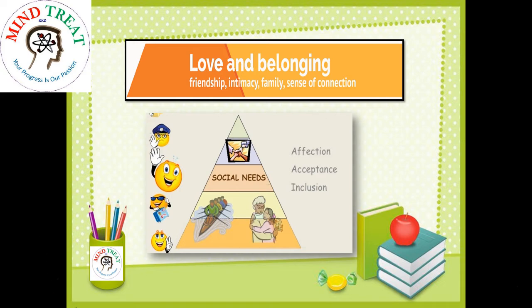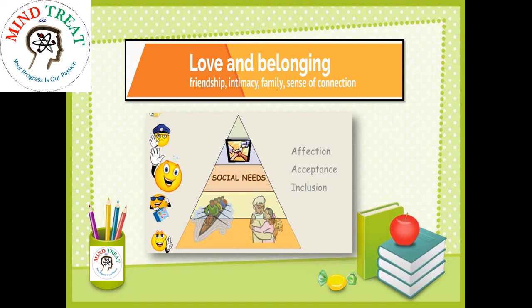In other words, the individual needs friendship, intimacy, family, a sense of connection, connectivity, social life, and leading his life with happiness with others. So these are the third needs that Abraham Maslow is saying. The first are the primary needs, say physiological needs, the second are the secondary needs, say safety needs, and the third is love and belonging needs, which are to be fulfilled for an individual.